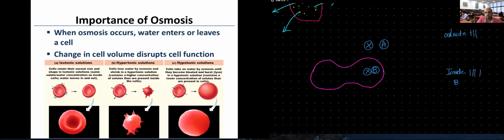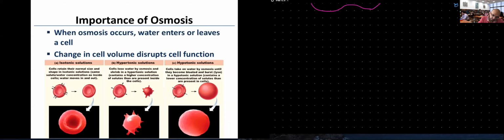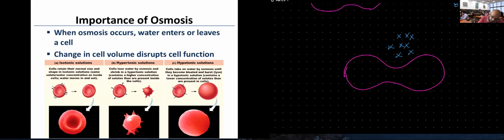So which side has to have higher solute concentration, inside of the cell or outside of the cell? So let's try outside first. If this is my cell, and I did have higher solute concentration outside, so you have more solutes outside than inside, what's going to happen?